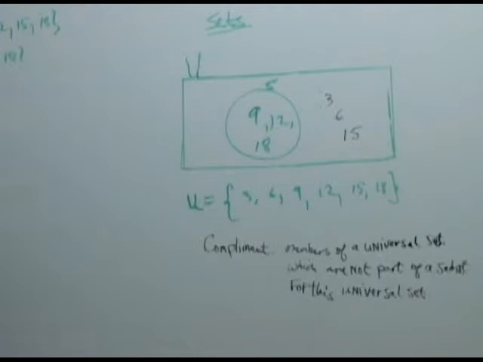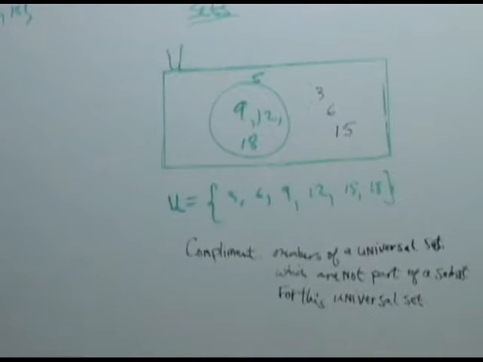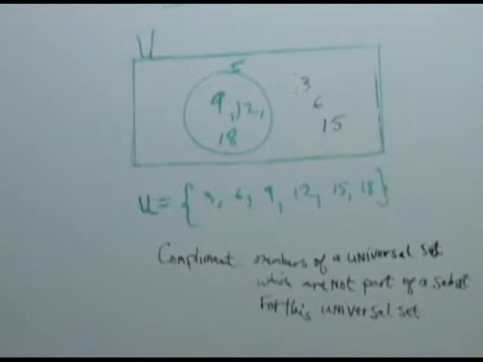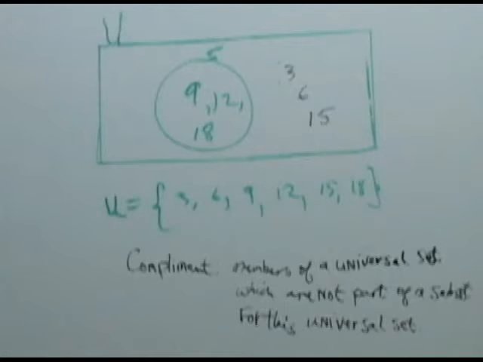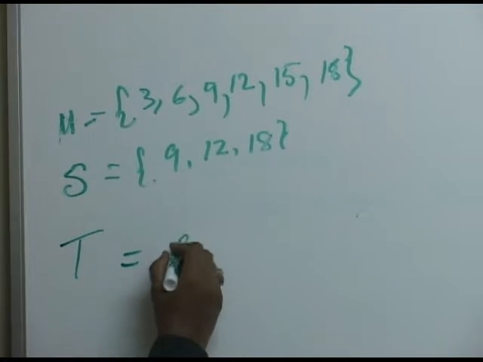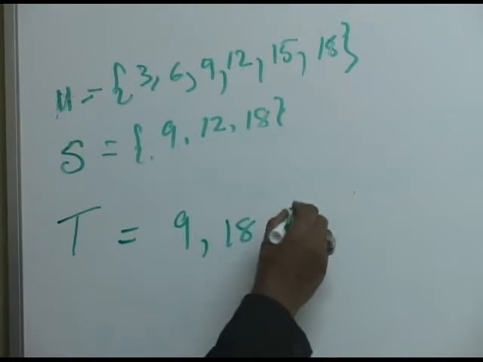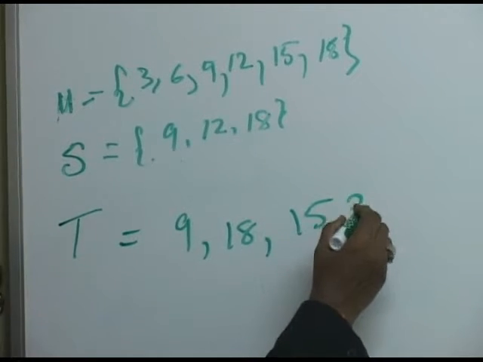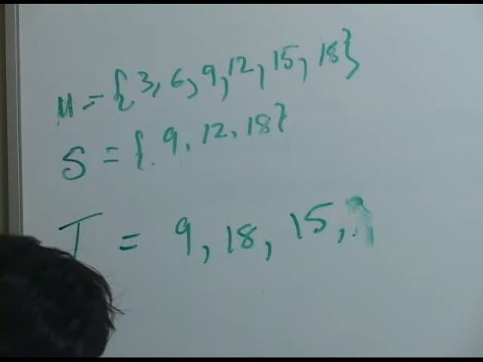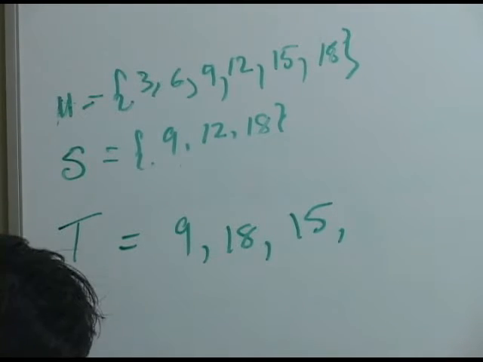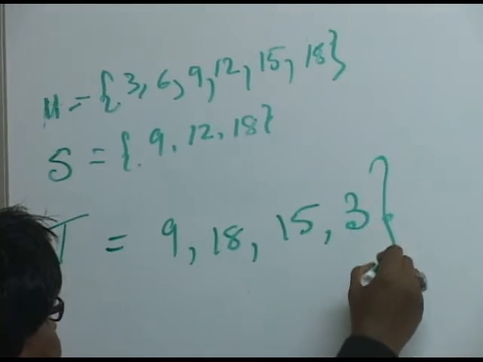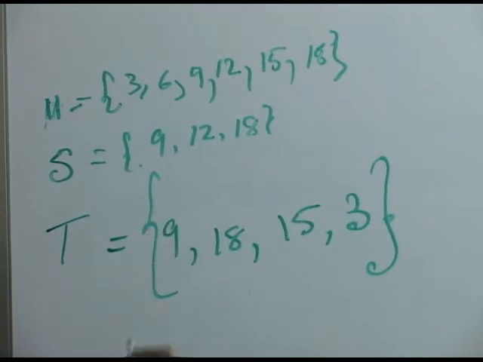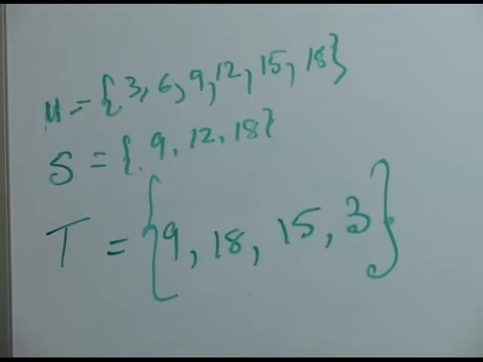If we have right now this universal set up here, where S is equal to 9, 12, 18, and I wanted to form another subset and call this subset T, and it's equal to 9, 18, 15, and 3. Okay, putting them in the subset notation.